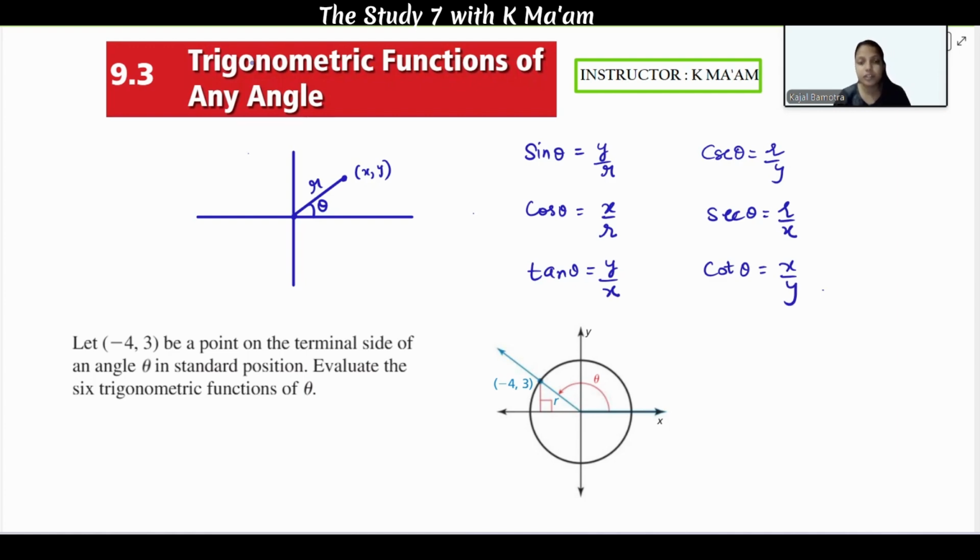So we have a question. The point minus 4, 3 is a point on the terminal side of an angle theta in standard position. Evaluate the six trigonometric functions of theta. The point is given, minus 4, 3. How to calculate this r? This r is equal to the square root of x squared plus y squared. It's negative 4 squared plus 3 squared. 16 plus 9 is 25, square root of 25 is 5. You got r is 5.